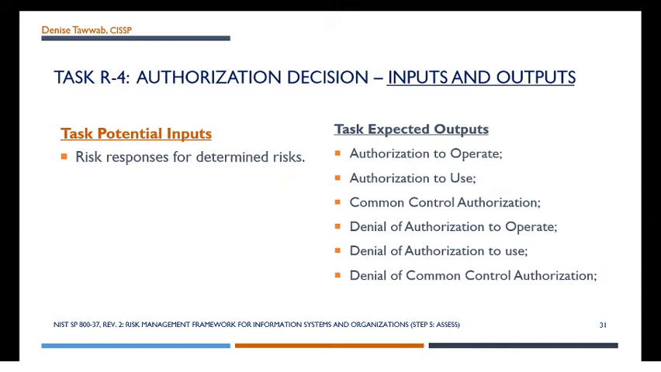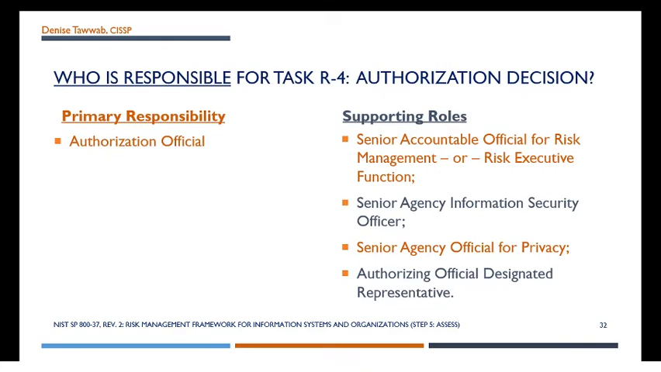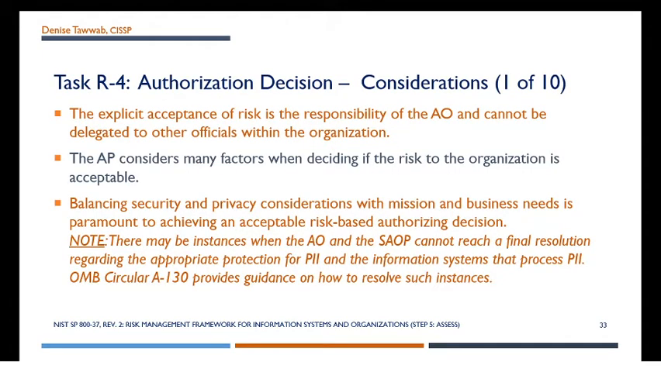So either the authorizing official authorizes the system or the authorizing official doesn't authorize the system. There is no in between. Even if the authorizing official comes back and says you have to make these changes and do these mitigation activities before the authorization, that is still a no. So keep that in mind. The person primarily responsible for authorization decisions is your authorizing official. The explicit acceptance of risk is the responsibility of the AO, and it cannot be delegated to other officials within the organization.